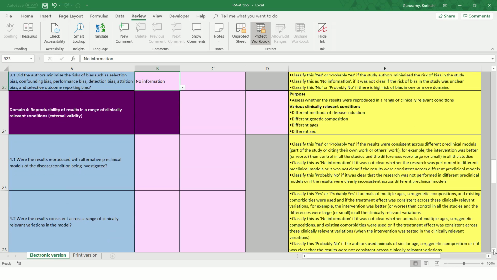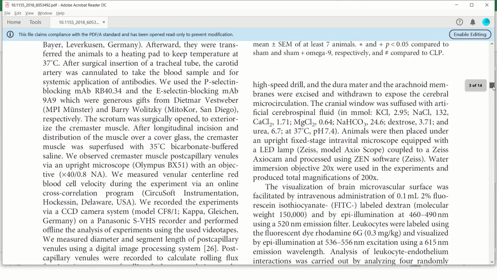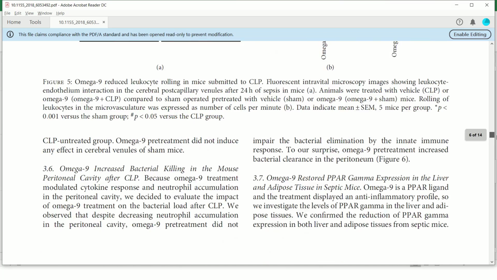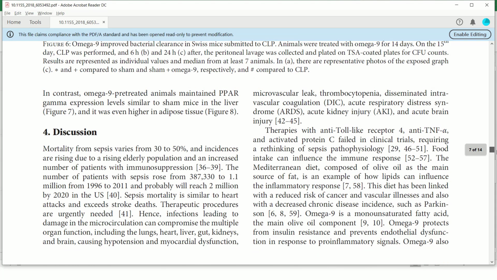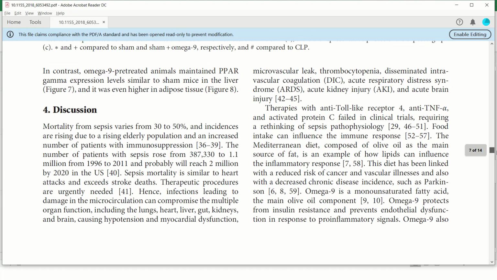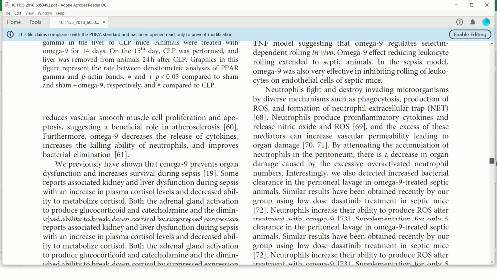And the next one is, were the results reproduced with alternative preclinical models? Now here, it's okay if somebody else has done it as well. So let's see if they have reproduced the results of someone else. That's usually in the discussion. Here they are talking about mortality, all the mortality therapies, food intake. This diet has been linked to omega 9. Okay, they talk about omega 9.